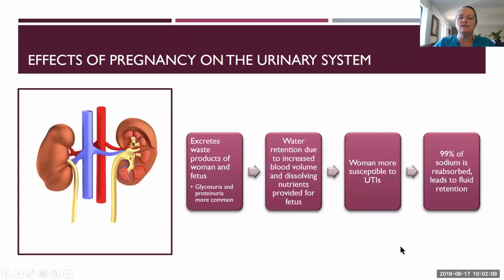The urinary system, the mother now has to take care of the waste for the baby as well as herself. There is an increased chance of UTI. And we also see that the woman will retain more fluid. And so this is part of what causes the swelling of pregnancy, especially in dependent areas. So many women experience swelling towards the end of pregnancy, but we need to be on the lookout for that, because that can actually be a sign of developing preeclampsia.